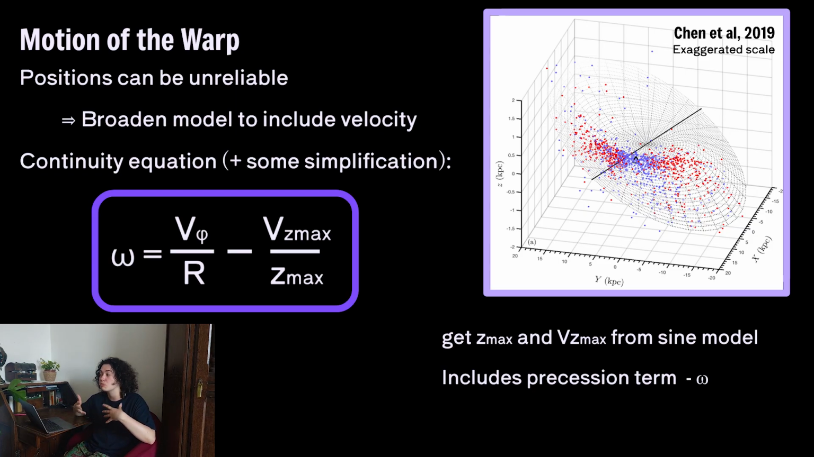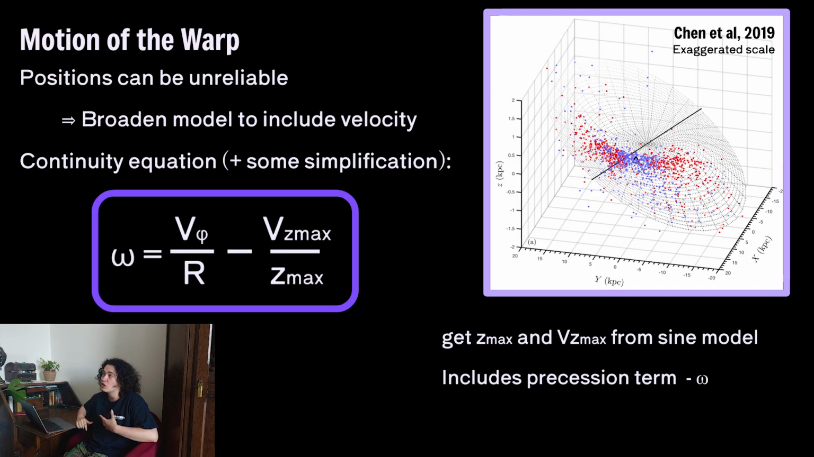We can also expand this a little bit more, because when we look at the sine fits that we've just talked about, usually we use them in the context of observational studies on the warp, and they tend to be a little more on the static side. But we can broaden our model to include the velocity of the warp as well, which is quite an important part of it in addition to the positions of stars.